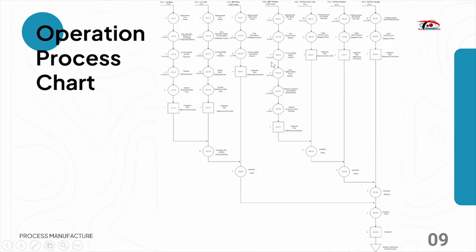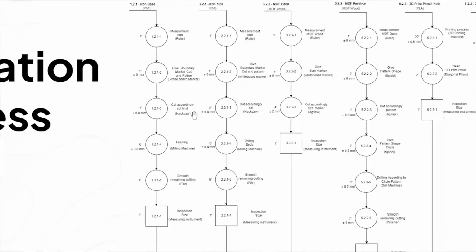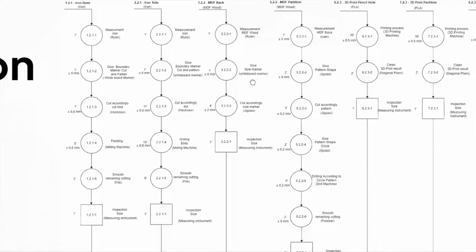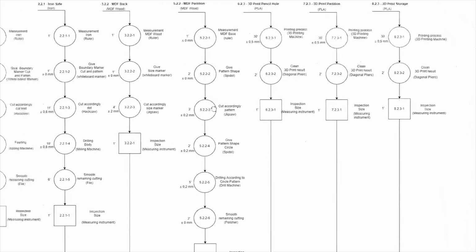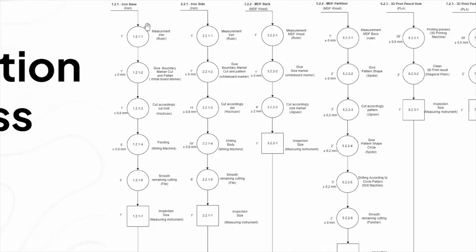Okay, so this is an example of an operation process chart. For making this operation process chart, we can start with the first parts that can be produced. We call these iron base, iron side, MDF bag, MDF partition, 3D print pencil hole, 3D print partition, and 3D print storage. Here we make a circle symbol because it shows the process.